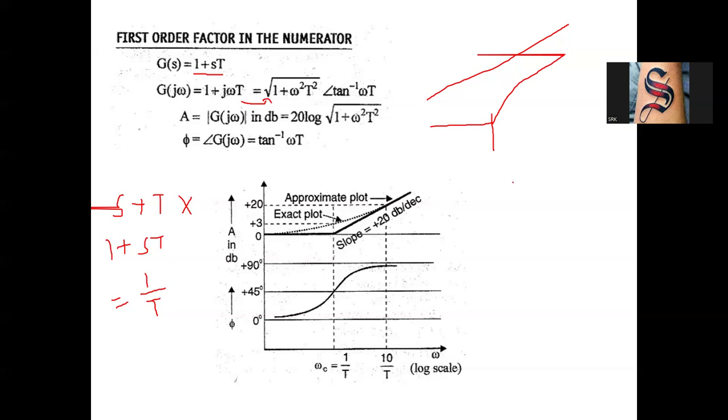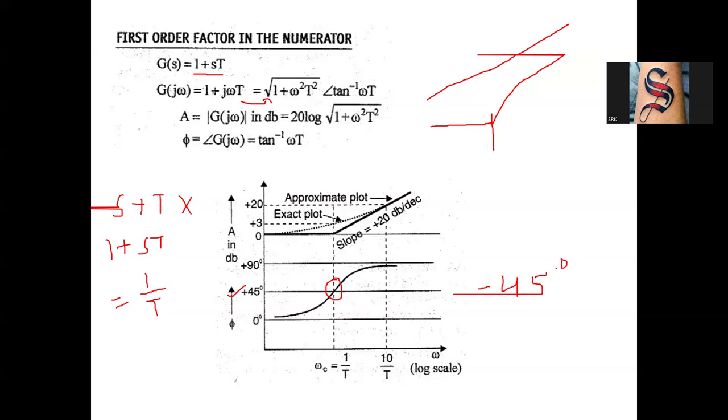For the integral factor, it is 0 to minus 90, and for the derivative factor, it is 0 to plus 90 degrees. And you may get questioned what the phase value at the corner frequency of a derivative factor is: it is always 45 degrees. Similarly, what about the phase angle for the first order in the denominator at the corner frequency? How much is it? Right, minus 45 degrees.